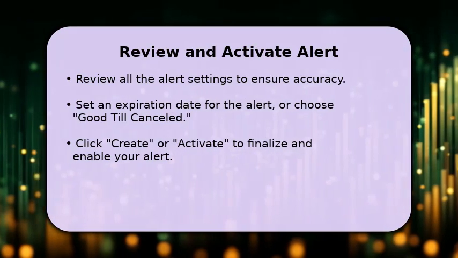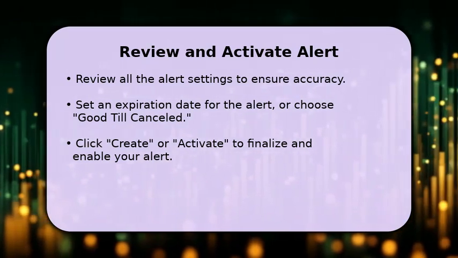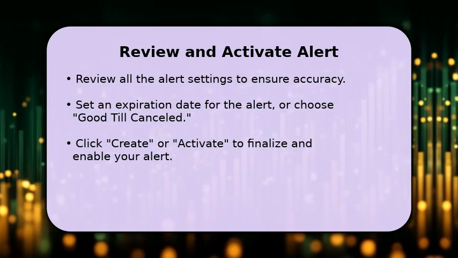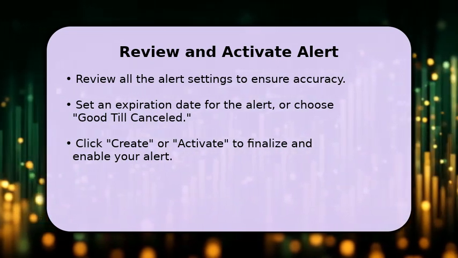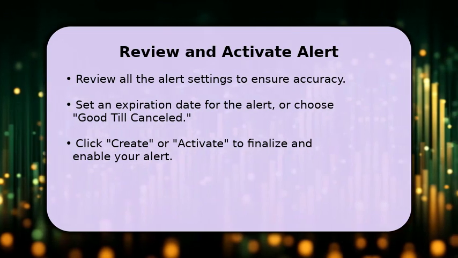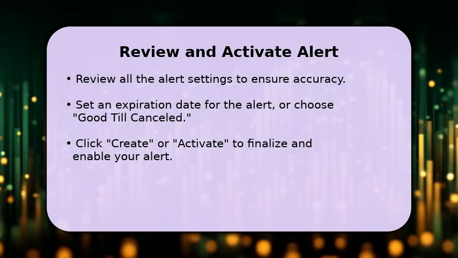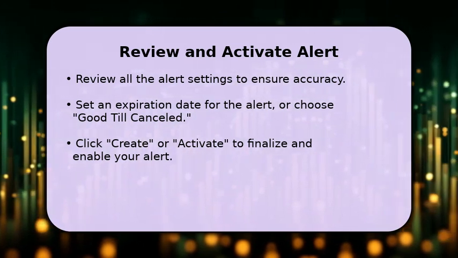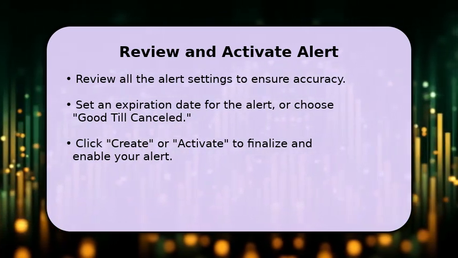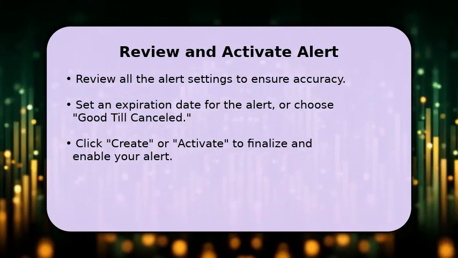Finally, it's time to review and activate your alert. Double-check all the conditions, symbols, and notification settings to confirm everything is correct. You can also set an expiration date for the alert or select Good till Canceled for ongoing monitoring. Once satisfied, click the Create or Activate button to enable your alert. You're now ready to receive timely notifications.